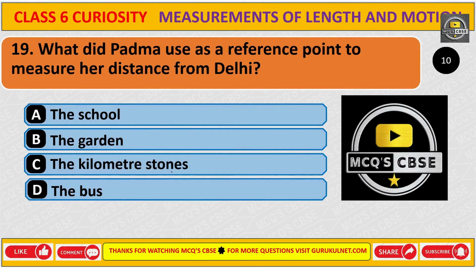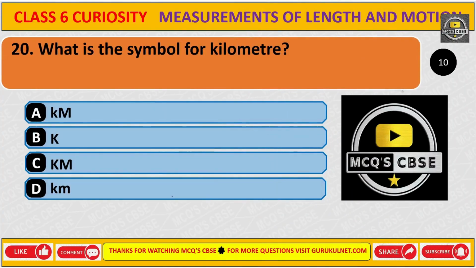What did Padma use as a reference point to measure her distance from Delhi? And the correct answer is C, the kilometer stone. What is the symbol for kilometer? And the correct answer is D.